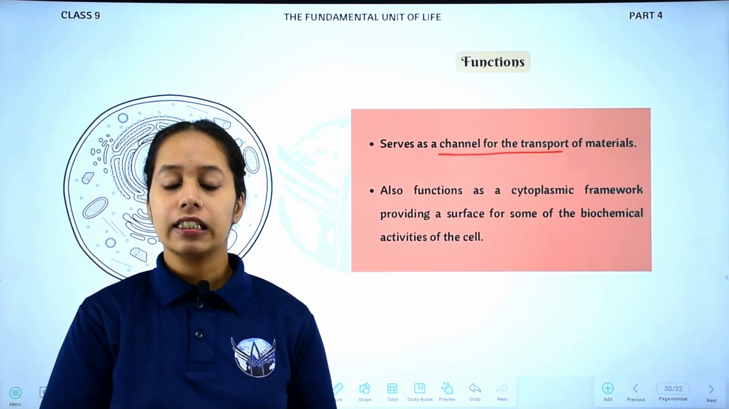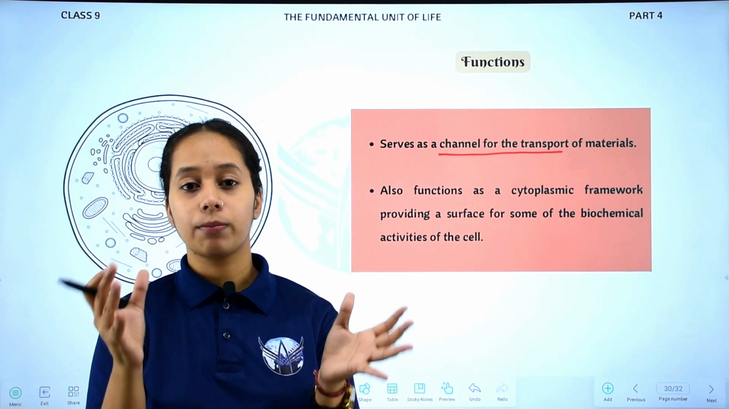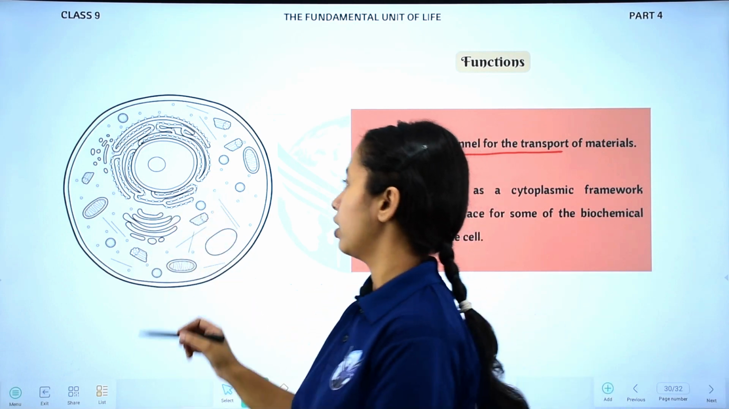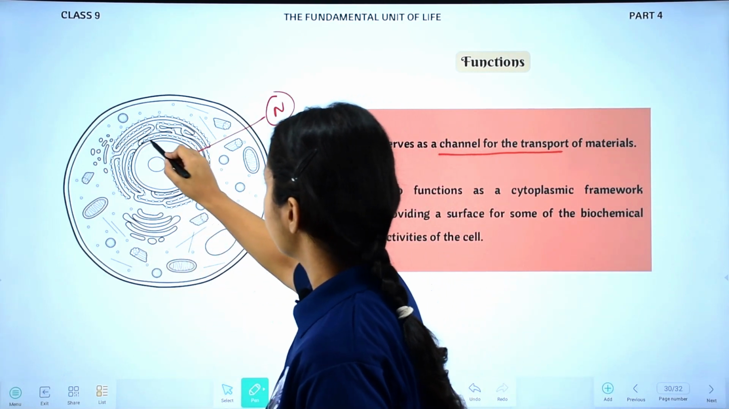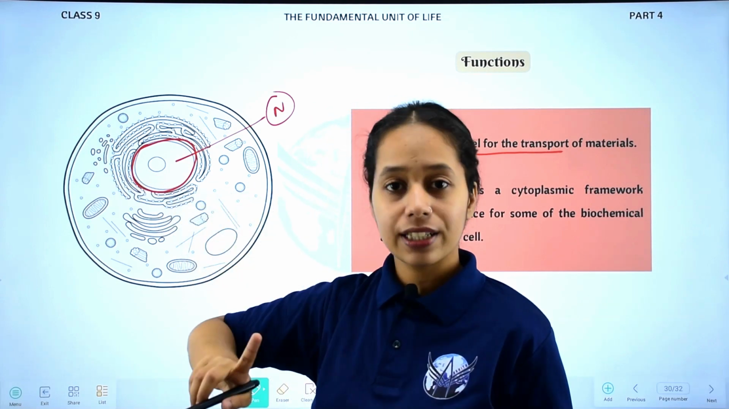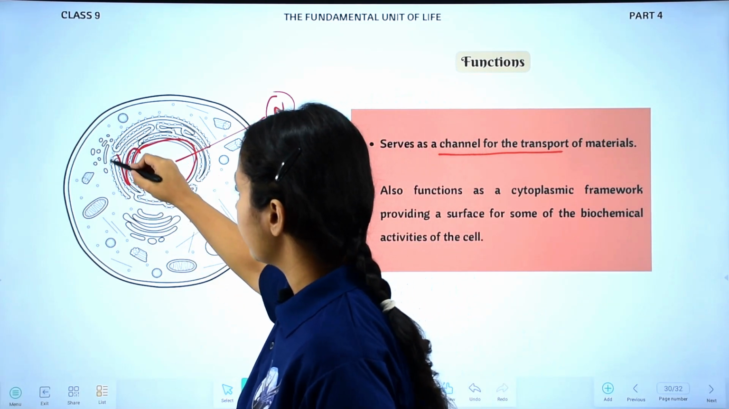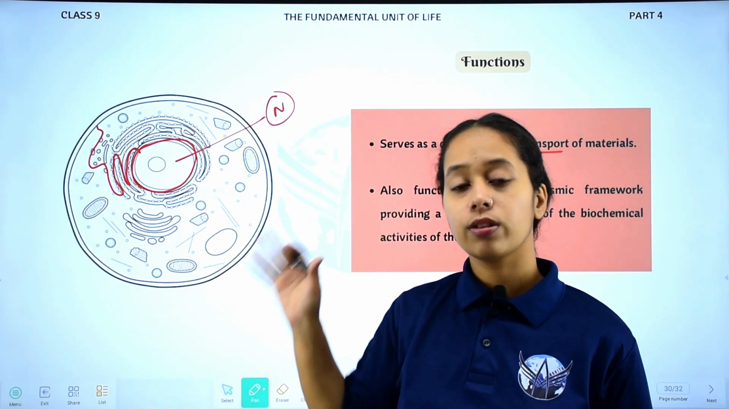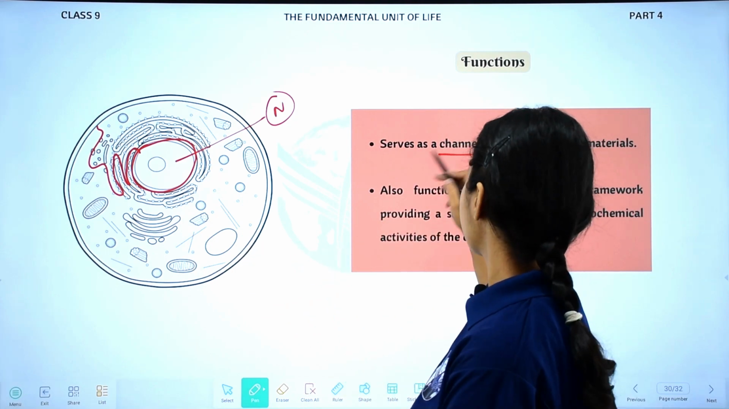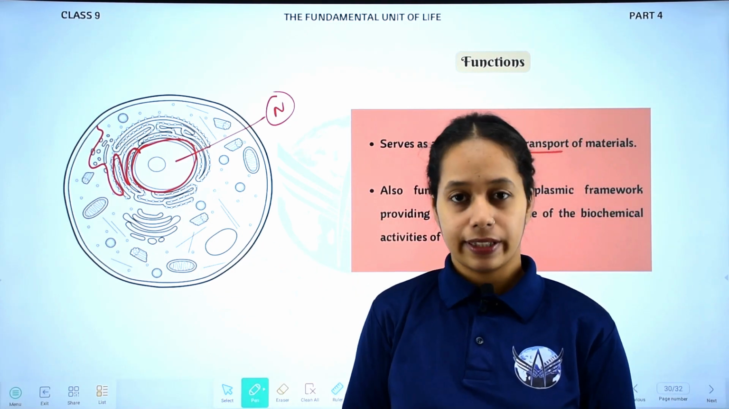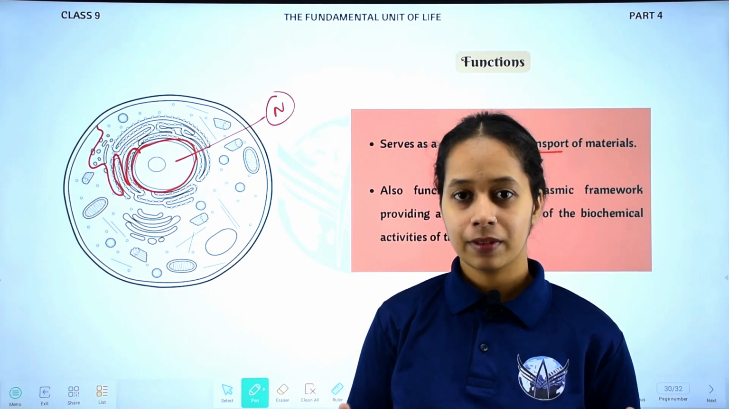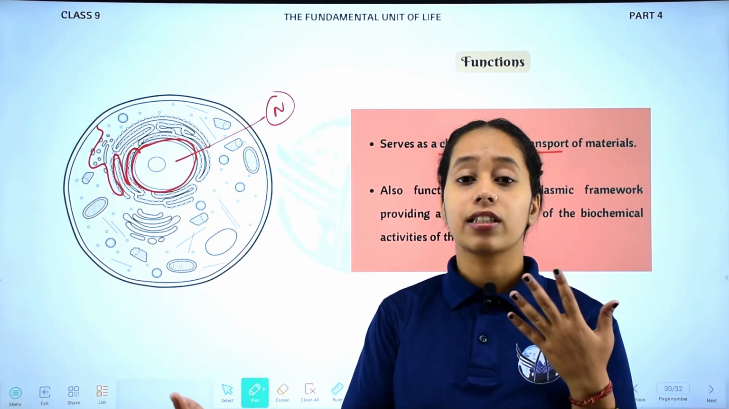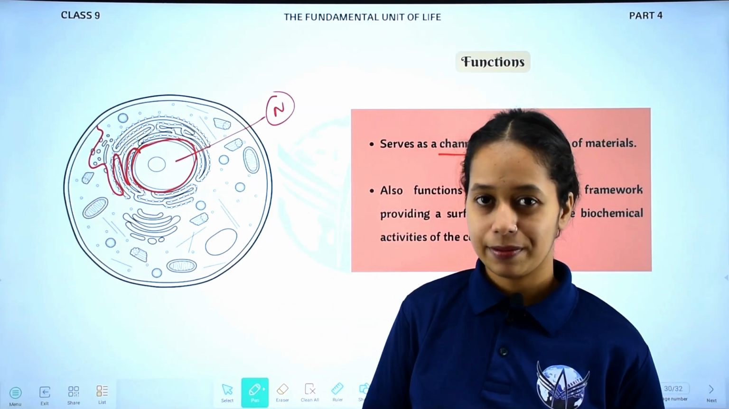How? We have already discussed that ER originates from the nuclear membrane. See here in this figure, this is the nucleus, this is the nuclear membrane. The ER originates from the nuclear membrane and it connects to the plasma membrane. So this ER acts as a transport channel. It will transport material within the cytoplasm, or from the nucleus to the cytoplasm. It will help in transporting various substances.